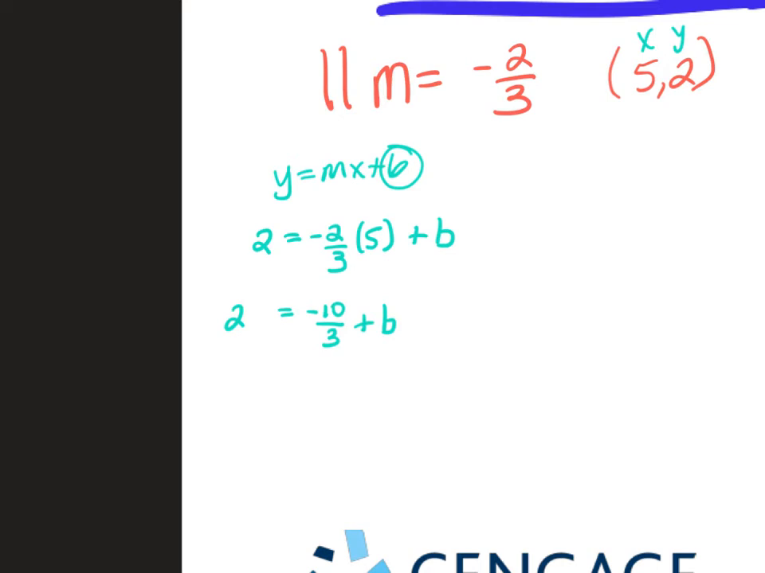You add it to both sides? I'm going to add it to both sides. Thank you. So when I add 10/3 here, I'm going to add 10/3 here. So I get b equals. Now, guys, I have a whole number 2. I have to change it into thirds.